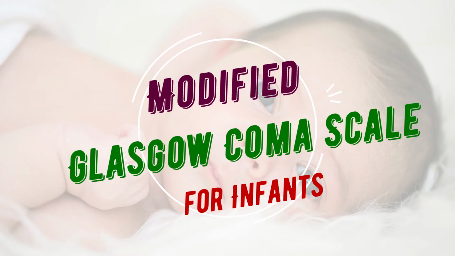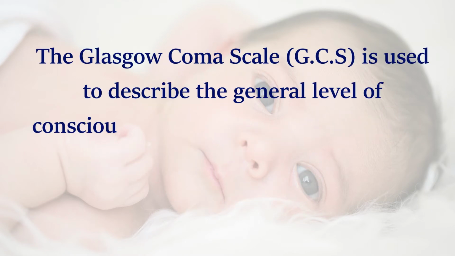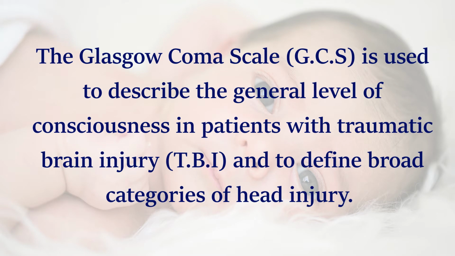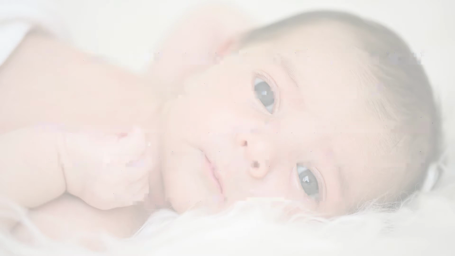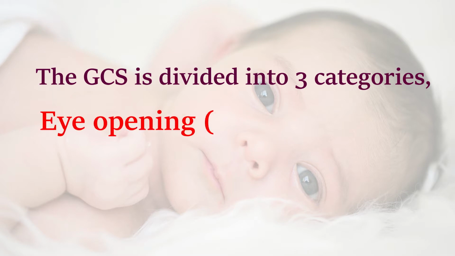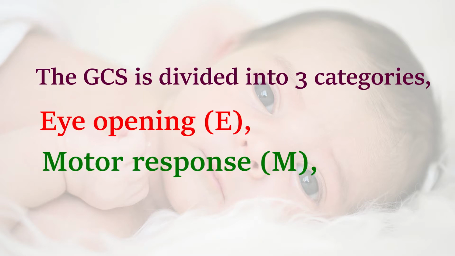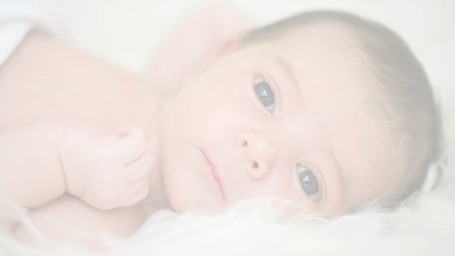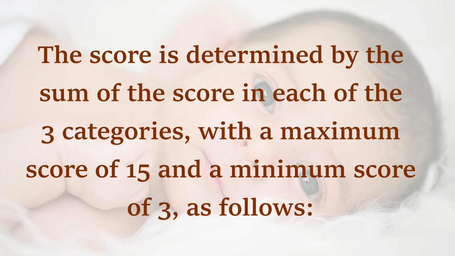Modified Glasgow Coma Scale for Infants. The Glasgow Coma Scale, GCS, is used to describe the general level of consciousness in patients with traumatic brain injury, TBI, and to define broad categories of head injury. The GCS is divided into three categories: eye-opening, E, motor response, M, and verbal response, V. The score is determined by the sum of the score in each of the three categories, with a maximum score of 15 and a minimum score of 3, as follows.